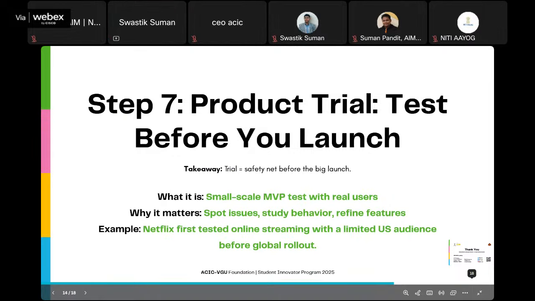Next is all about product trial and test before your launch. So in trial, we look at how we can scale the MVP or test with real users in the real market, and why it matters a lot to spot issues, to study the behavior of the customer, and to refine features as per customer demand. Here we'll study the example of Netflix, where they first tested by online streaming with a limited US audience before getting into the global rollout.